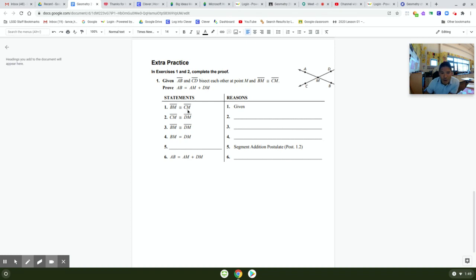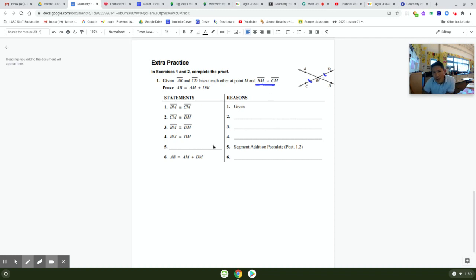So the first statement's already given. Segment BM is congruent to segment CM. The first reason's already given as well. That's right here. It was given, so the reason is given. And then the second statement, CM, this segment right here, is congruent to DM. So I'm going to mark that in my diagram.